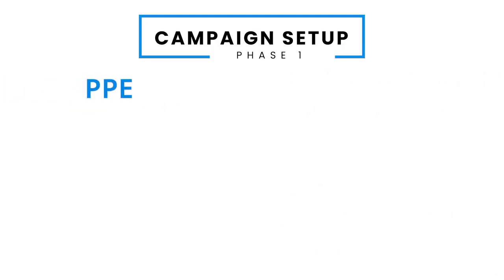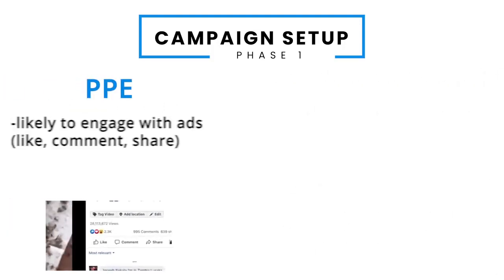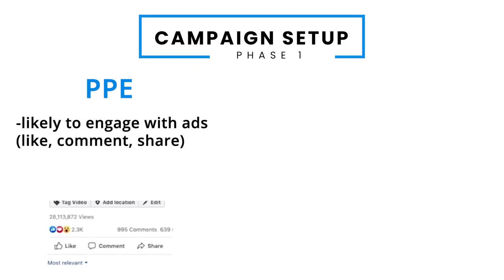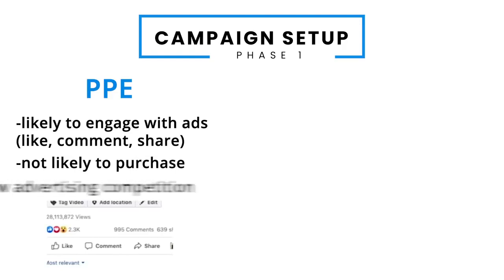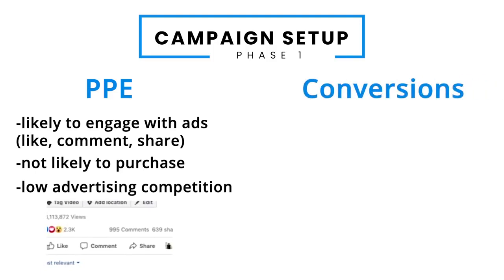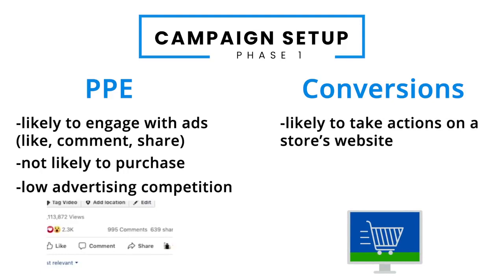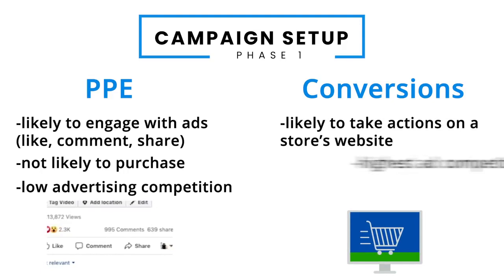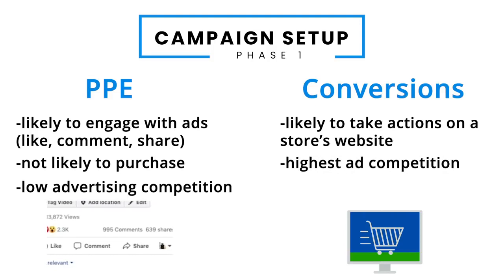First, the post engagement objective will give you a group of users who are likely to engage with advertisements. They will like, comment, and share advertisements, but unfortunately, they almost never make a purchase. Advertising competition is low for this objective because there is no real value outside of just building social proof. The conversion objective gives you a group of users who are likely to perform an action on a store website, for example, people who like to add to cart or make a purchase. Competition from advertisers is the highest for this objective because this group is most likely to make a purchase. This makes the price you pay per view on your advertisement much higher than the engagement objective.